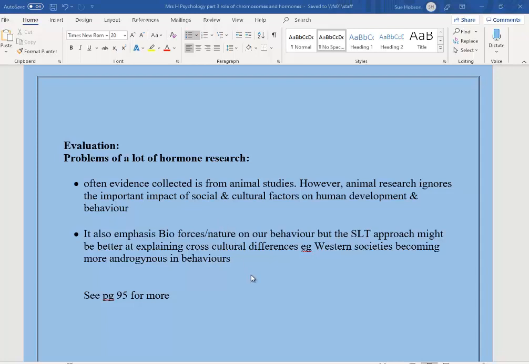It also emphasizes the biological forces, but other approaches like the social learning theory may be better at explaining things like cross-cultural differences. So, for example, we are very aware that Western societies are becoming more androgynous in behaviours, and that isn't necessarily going to be explained by biological forces. And this is page 95 of the little Illuminate revision booklet if you want more.